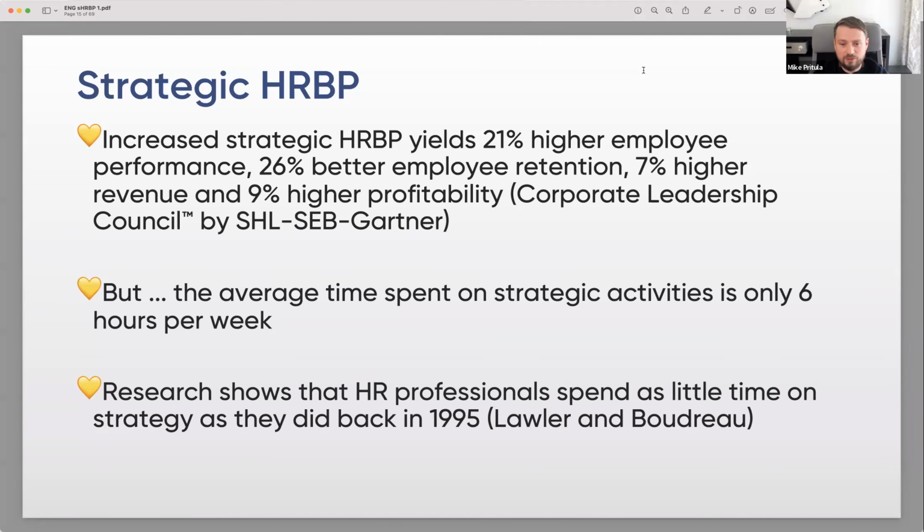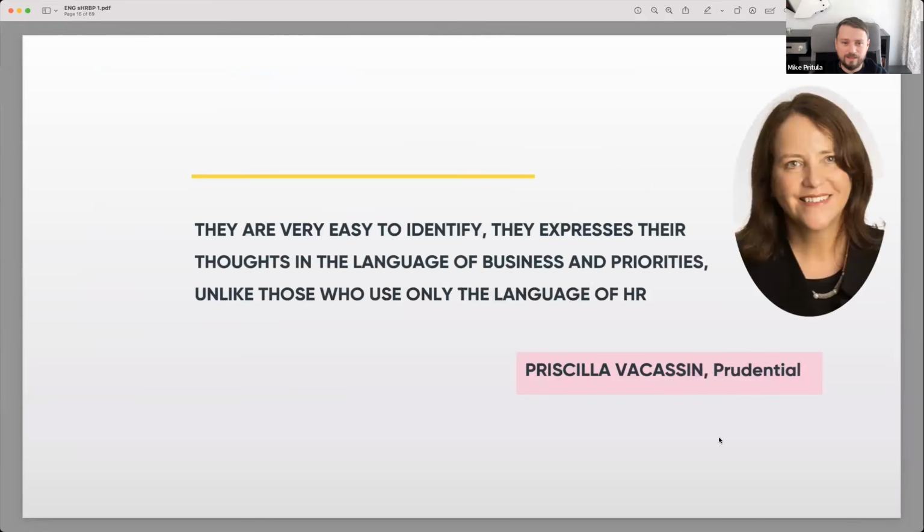But the average time spent on strategic activities is only 6 hours per week. So there is a very big lack of time and effort in strategic direction in HR. Research shows that HR professionals spend as little time on strategy as they did back in 1995, which is awful, of course. That's why we need more strategic HR business partners. That's why we have this course, to teach how to be more strategic, not just operational HR, right?